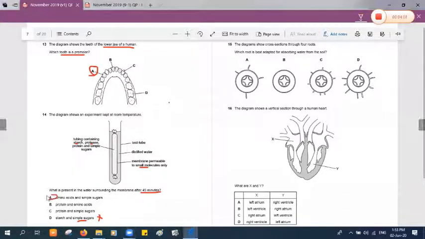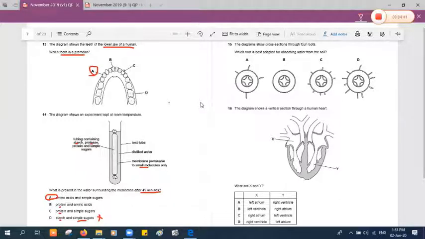Small molecules here are like amino acids and simple sugars, okay? Protein is a large molecule, so it will not pass, and here protein too will not pass, okay? And the starch here will not pass. So that's why I didn't choose B or C or D. That's why I choose letter A, because here you have these small molecules only. Okay, did you get it? Let's move to question 15.